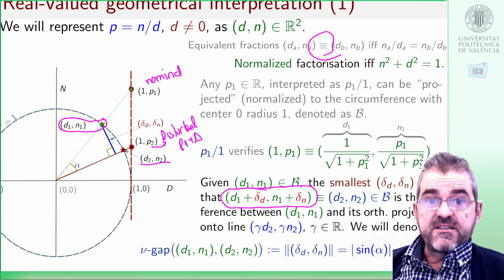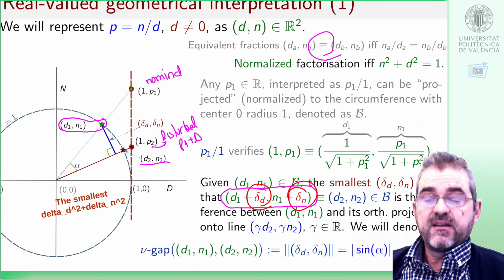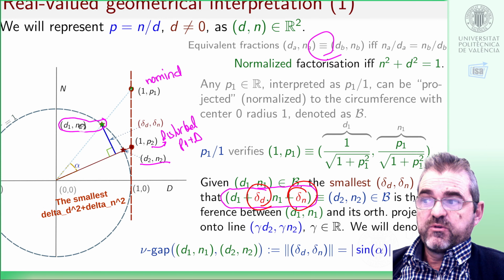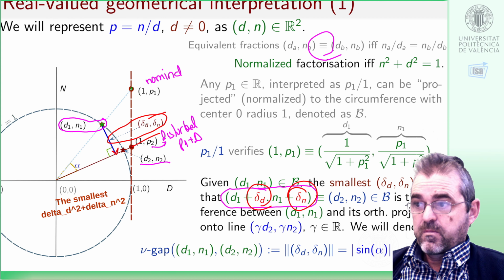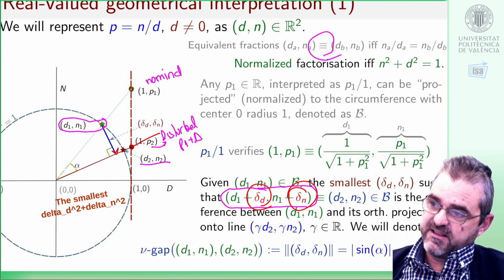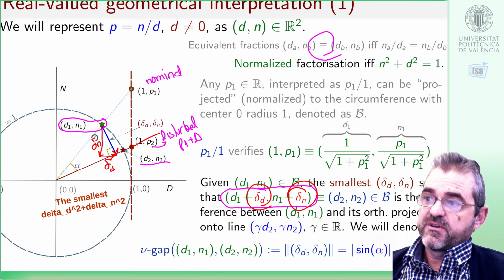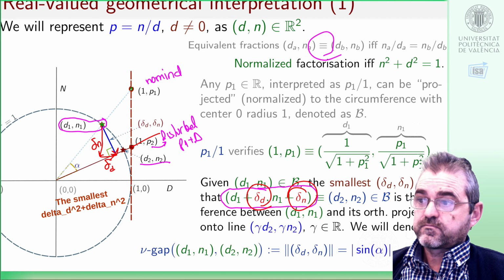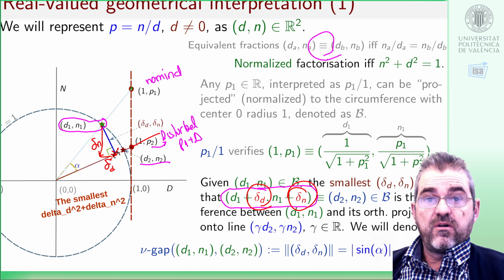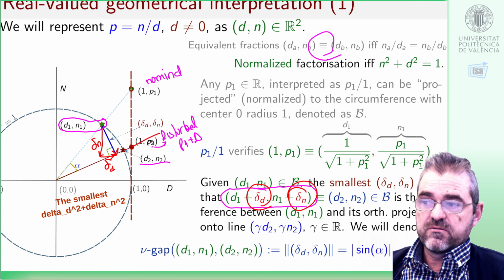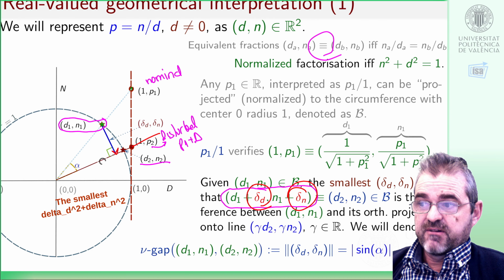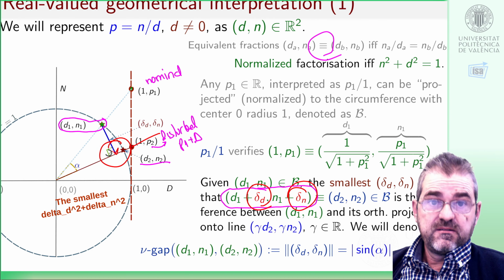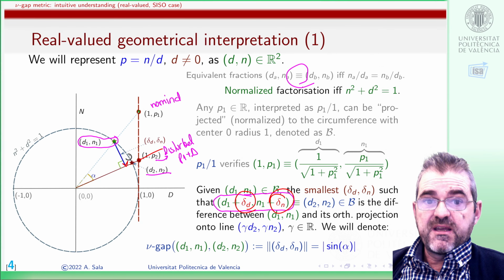So, which is the smallest delta d, delta n that can be added to d1, n1 and get something on the bottom line? Well, this is it. If I add this vector, its components will be delta d, delta n, and I will land on the bottom line equivalent to P2. This increment is just the minimum distance between the green star and the red line. This is orthogonal, and so this is the main result.